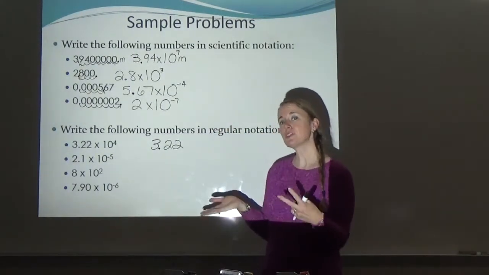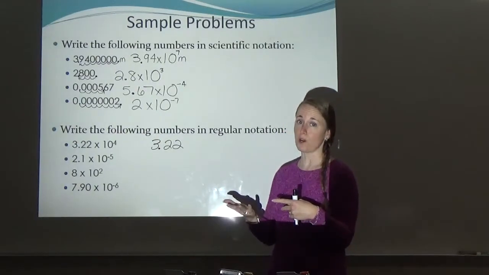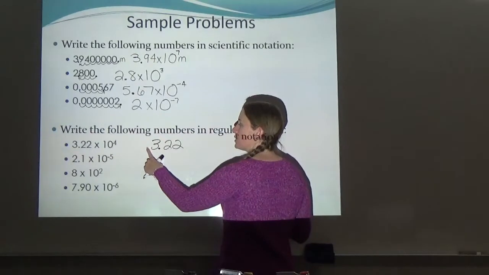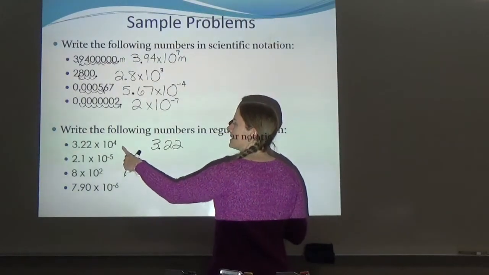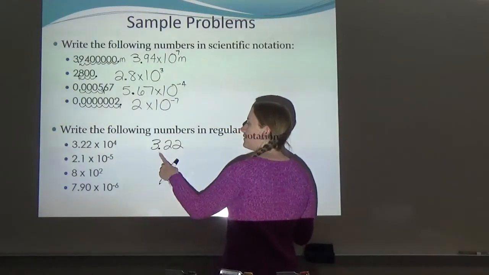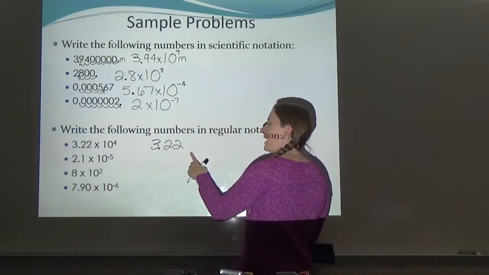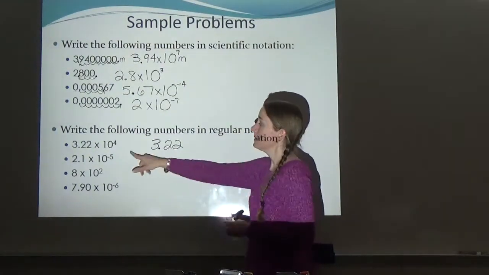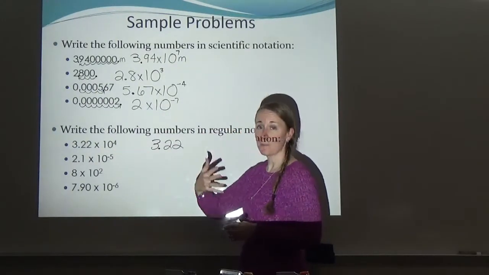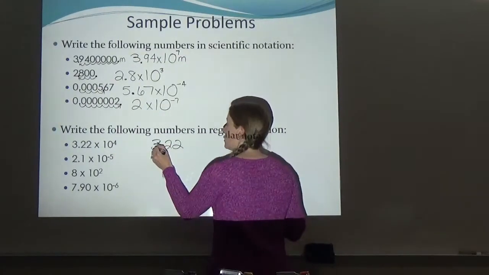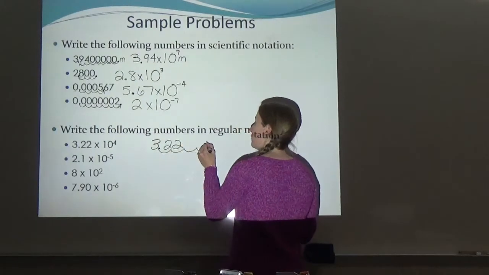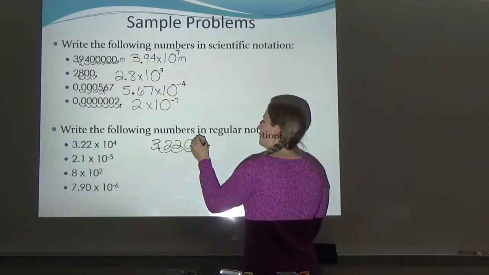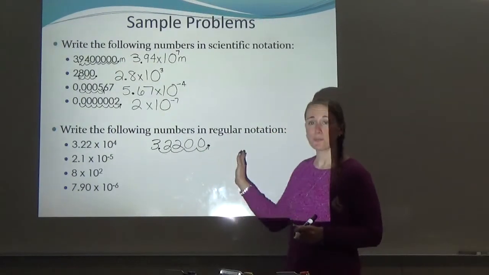So that means my original number should be greater than 1, or a large number. So if I move the decimal this direction, my number is going to get smaller. However, if I move the decimal to the right, my number is going to get larger. So I'm going to move to the right, because 10 to the 4 means my number is a large number. So I go 1, 2, 3, 4. There's my new decimal. And then you just fill in zeros for the other places.